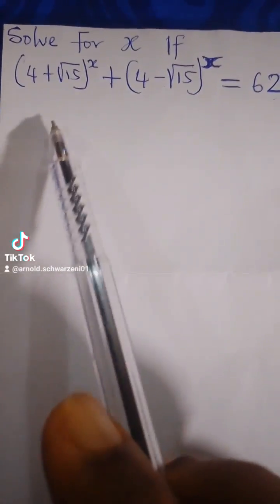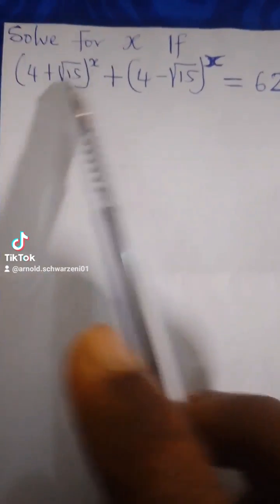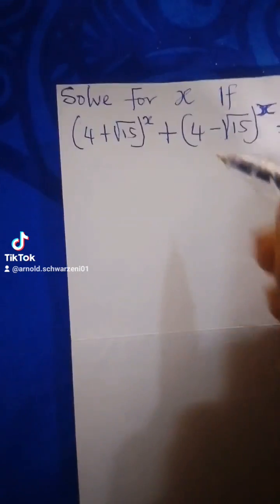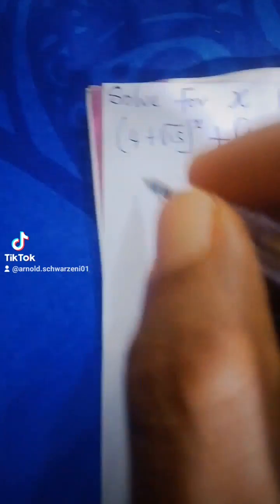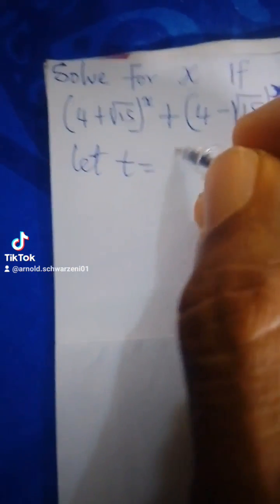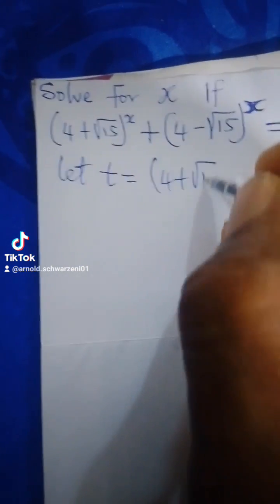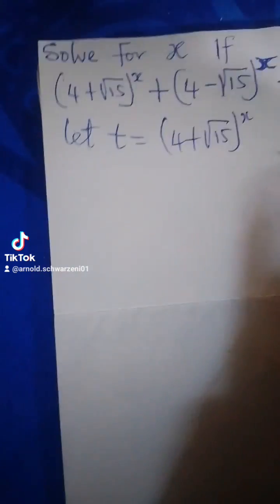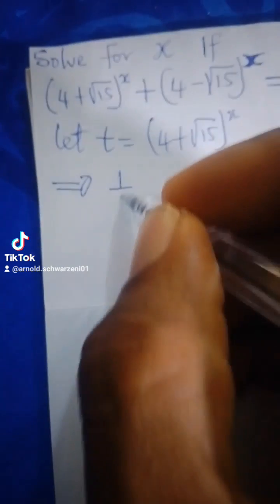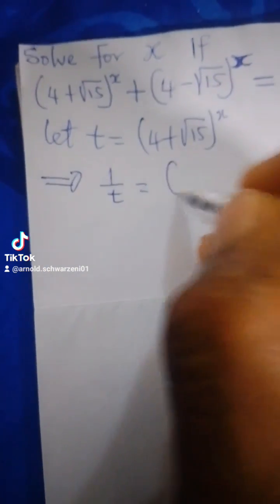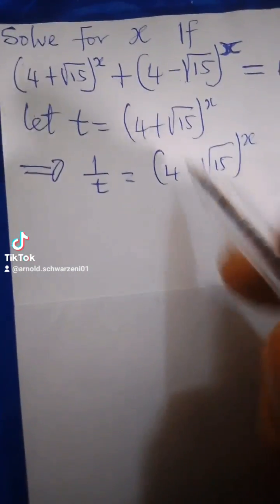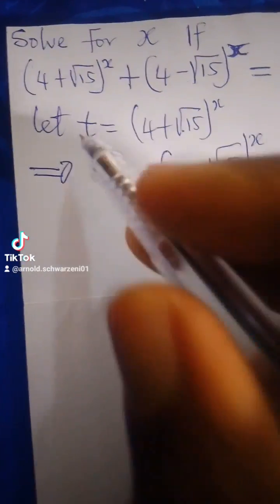Now, to solve this problem, this is the conjugate of this, or symmetric to this. So what we do is solve it by the substitution method. Let t be equal to (4 plus root 15) raised to power x. It will imply immediately that 1 over t will be equal to (4 minus root 15) raised to power x. Why? Because this is symmetric to this, so this is reciprocal to this.